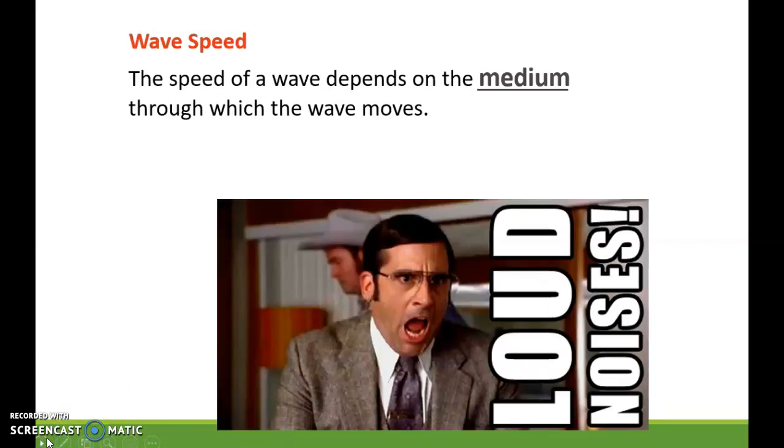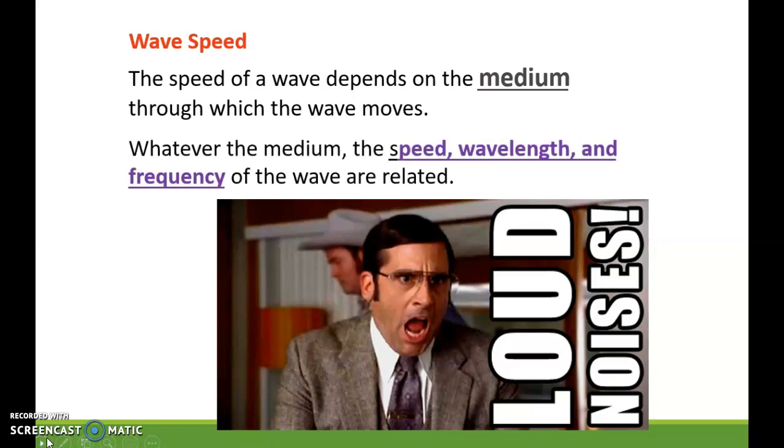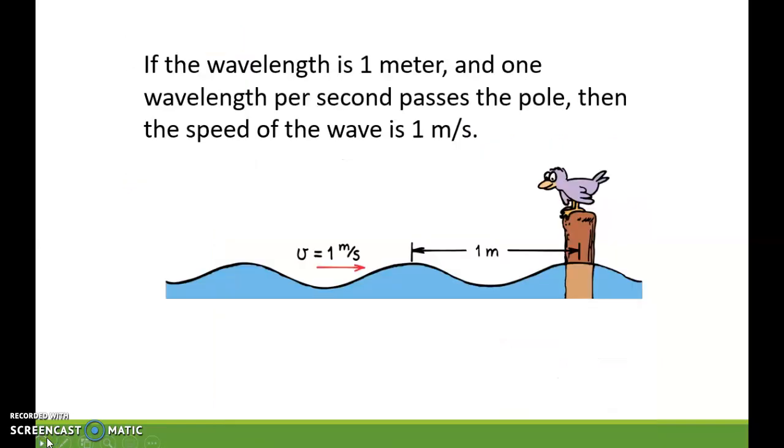Wave speed. The speed of the wave depends on the medium through which the wave moves. Whatever the medium, the speed, wavelength, and frequency of the wave are related. If the wavelength is 1 meter and 1 wavelength per second passes the pole, then the speed of the wave is 1 meter a second.